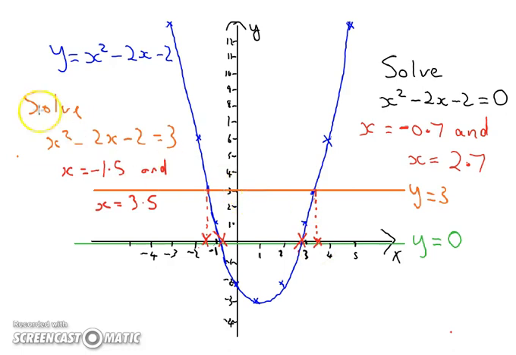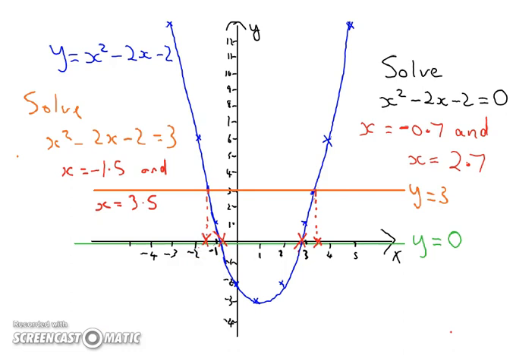So our answer here, x squared minus 2x minus 2 equals 3, is solved when x is minus 1.5 and x is 3.5. Again, these are just estimated solutions. They may not be accurate enough to give this equal to 3, but it's a good guess using a graph plotting technique.